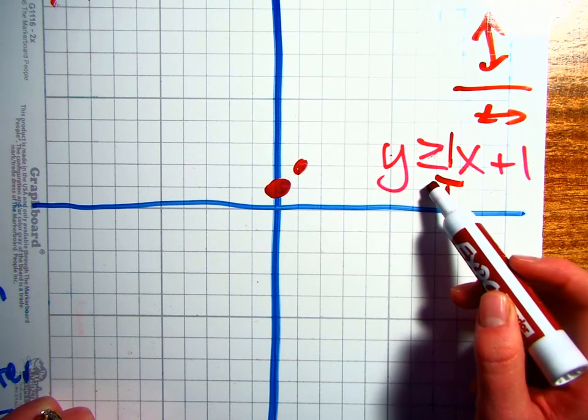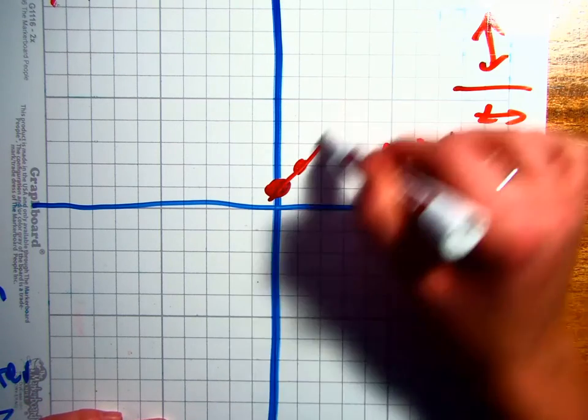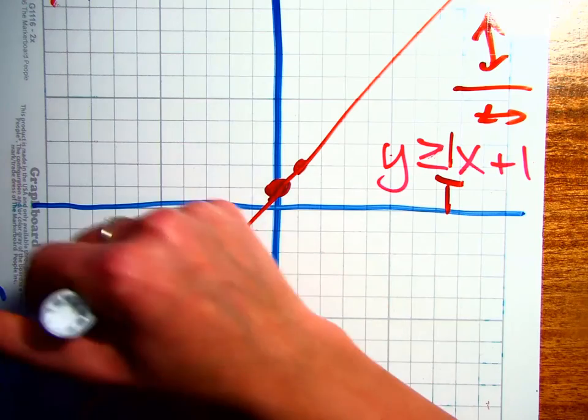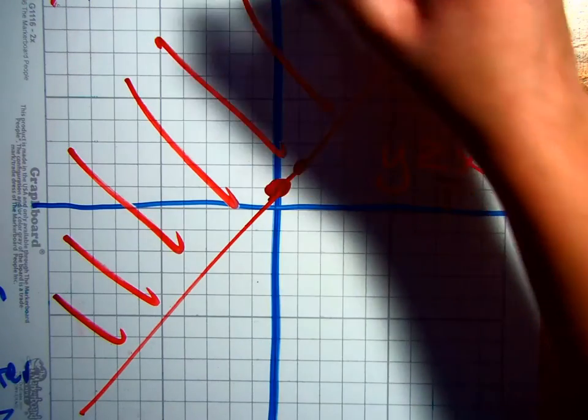According to the symbol, y is greater than or equal to. The equals to part means I'm going to sketch a solid line, and because it's greater than, I am going to be sketching above.